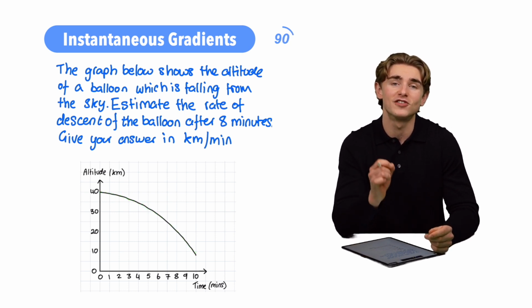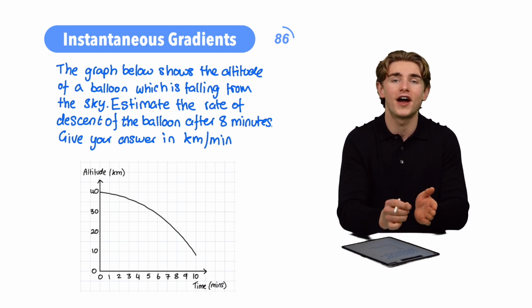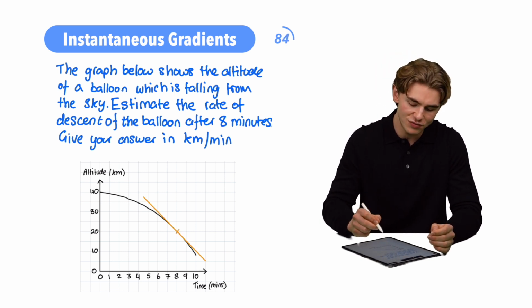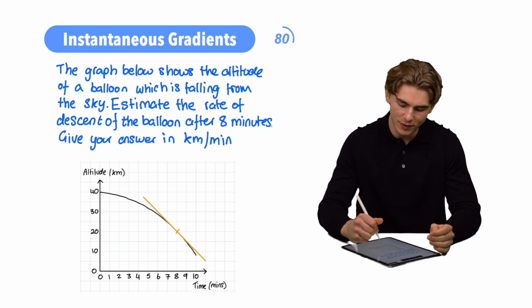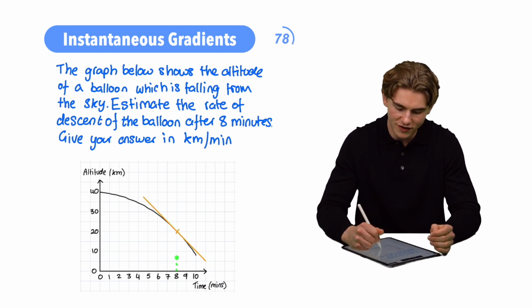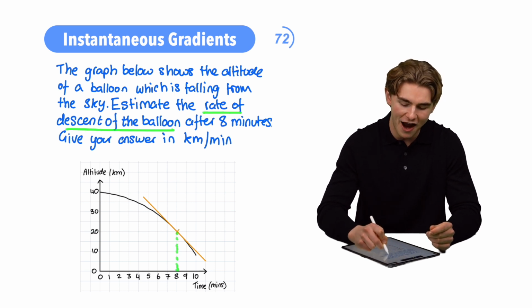The first step is going to be to draw a tangent to the curve at the time at which we're trying to find the gradient. So in this case, we're going to have a tangent just at this point here. Now, why is this a tangent? This is because this is going to be the tangent to the curve at the time of 8 minutes. And why did we choose 8 minutes? Because we're looking for the rate of descent of the balloon after 8 minutes.